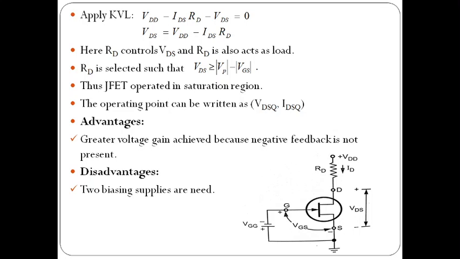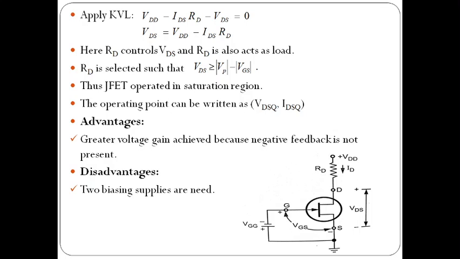From this we can observe VGS equals minus VGG, because Ig equals 0, then Vg equals 0. So VGS equals Vg minus Vs. So Vs equals minus VGG. By applying KVL in the outer loop, we can write VDD minus IDS RD minus VDS equals 0. From that we can write VDS equals VDD minus IDS RD.